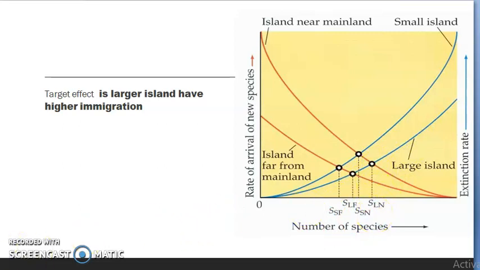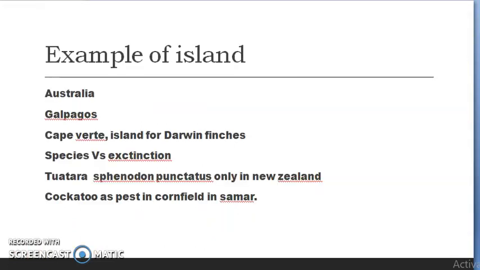Now come to a few examples of islands. Australia is a good example of an island which has richness of species and unique species. Galapagos is another island which has richness and diversity of biodiversity. And another is Cape Verde, the island which was found out by Darwin for the finches.